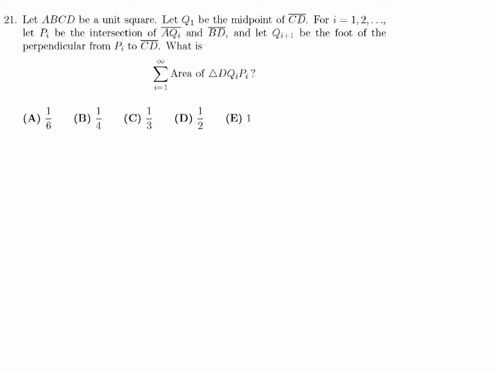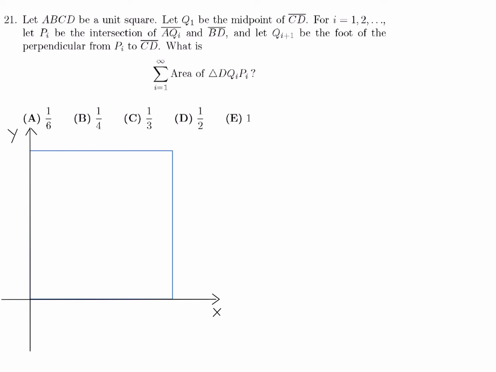Let ABCD be a unit square. Let Q1 be the midpoint of CD. For i equals 1, 2, and so on, let Pi be the intersection of AQi and BD. Let Qi+1 be the foot of the perpendicular from Pi to CD. What is the sum from i equals 1 to infinity of the area of triangle D Qi Pi?